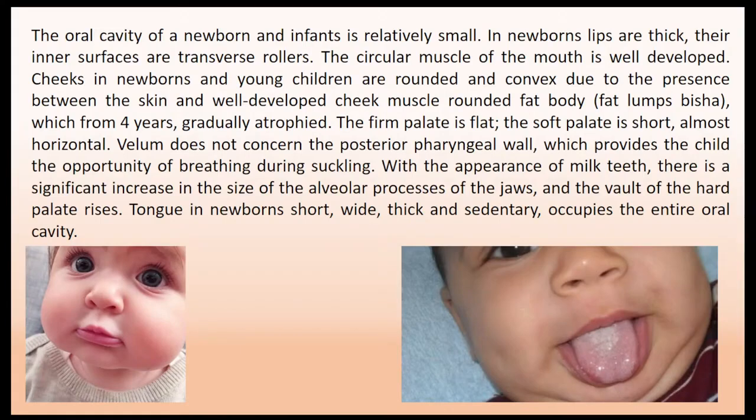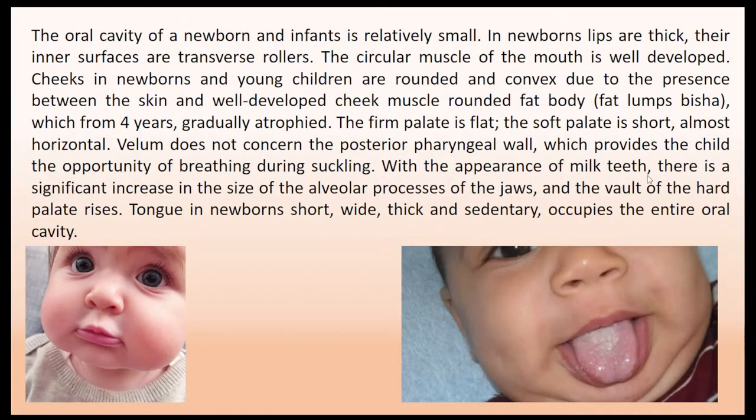The fat lump of Bichat is a specific part which gradually atrophies from 4 years. You can see it here. It's the fat lump of Bichat. It does not concern the posterior pharyngeal wall, which provides the child the opportunity of breathing during sucking.